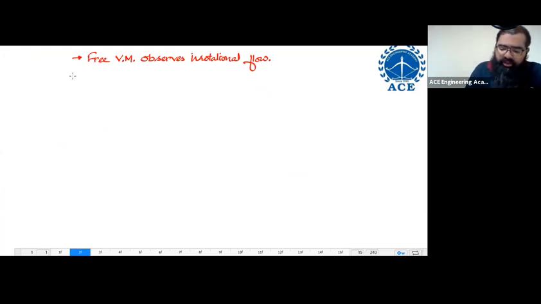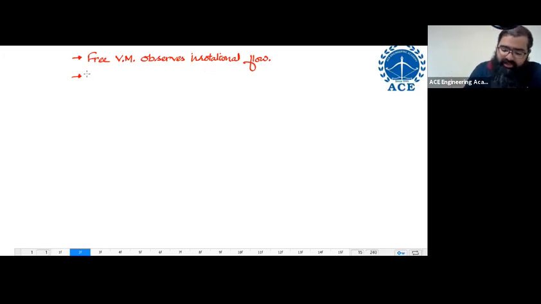The last point regarding free vortex motion, 3 points you have to remember. First point was velocity is inversely proportional to r. Second point, free vortex motion observes irrotational flow. Third point. Since free vortex motion is observing irrotational flow, I can take any 2 points in the flow which may or may not lie on the same streamline, and still I can apply Bernoulli equation. Because remember, in the case of irrotational flow, Bernoulli equation is valid across any 2 points, whether they are lying on the same streamline or not.